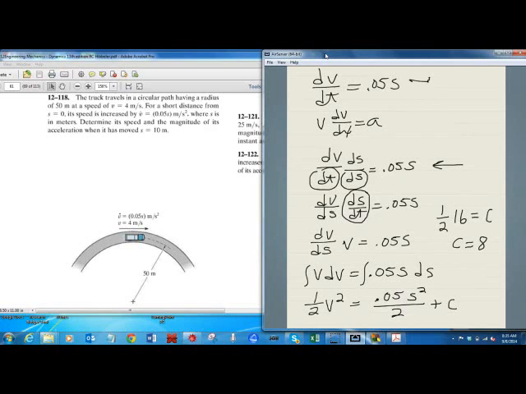So I'm going to put a 10 in here. That's 100. That's 5 over 2.5. 2.5 plus 8 is 10.5. Square root of 10.5, 21. Square root of 21. Right? Okay. So the speed is square root of 21.